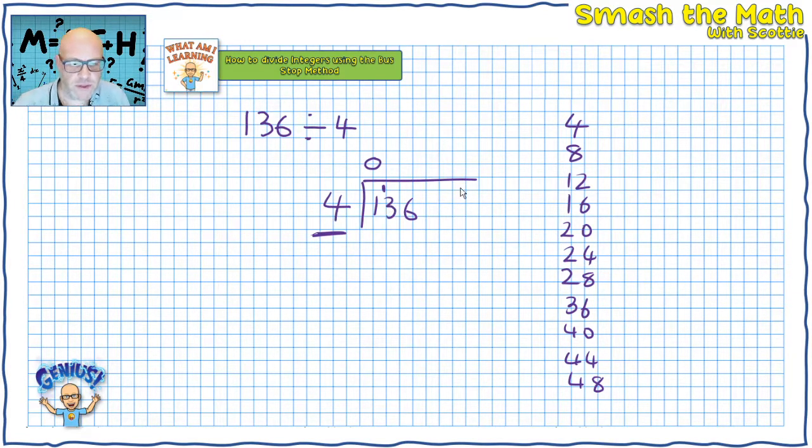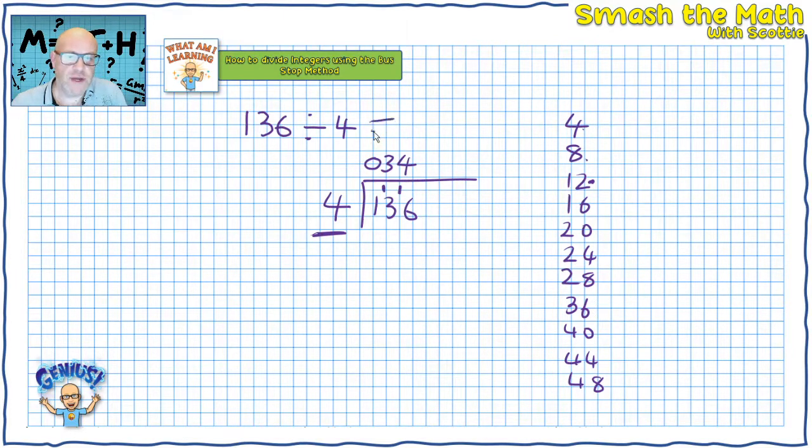So how many 4s are in 13? Well, if we use our times table, we've got 1, 2, 3, up to 12, so we've got 3, and then the difference between 12 and 13 is 1, so we've got 1 left as a remainder. So we put our remainder there, and then we go 4. How many 4s are in 16? 1, 2, 3, 4. And there's no remainders, so that's our division done.